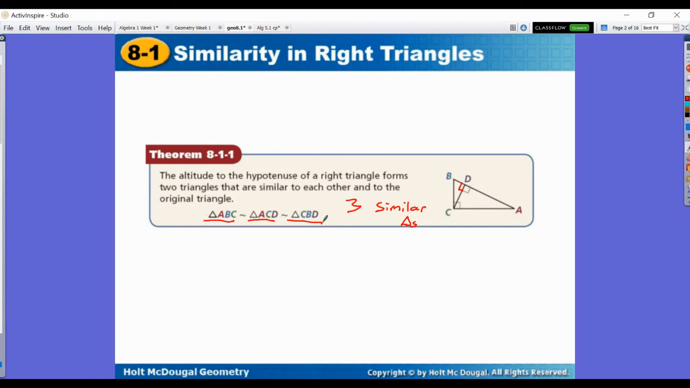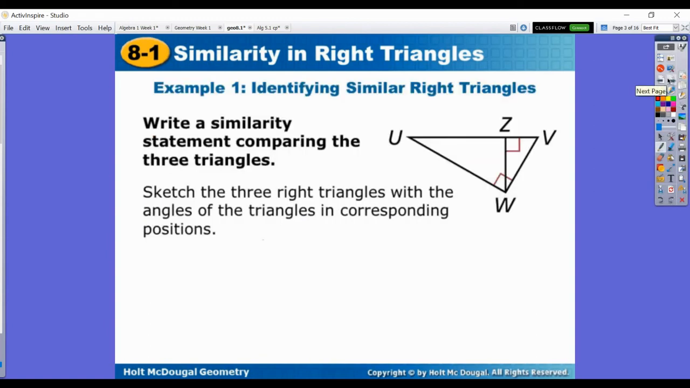Okay, so we're going to take that theorem, and the first thing we're going to do is apply it. We're going to write a similarity statement for the three triangles that exist in this figure that are similar to each other. And then we also want to sketch those three right triangles so that we have all the angles and the letters in the corresponding places that they need to go. All right, so here's our task. The first thing we're going to do is sketch these three right triangles that exist in this situation.